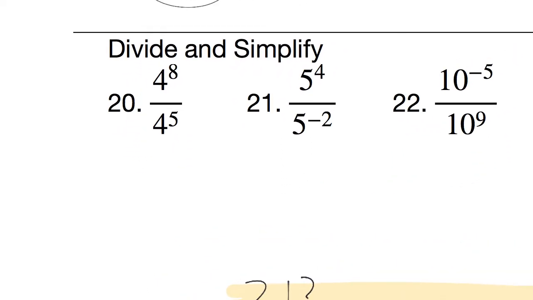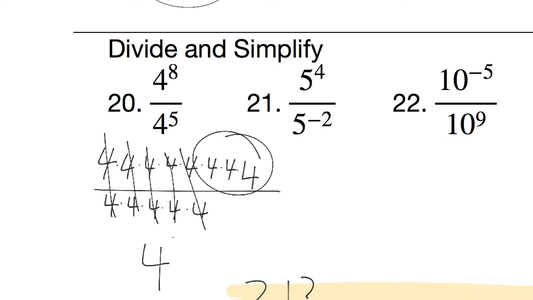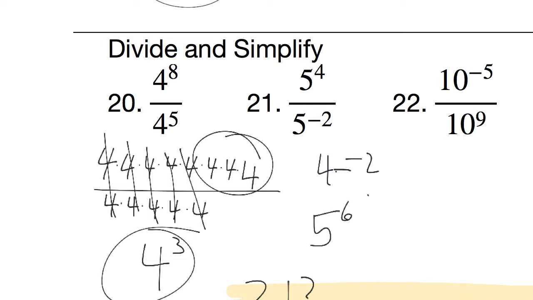So if you were to write all these out, you'd have 8 of them on the top and 5 of them on the bottom, and 5 4s would cancel out like this. 5 of them would cancel out, leaving only 3 of them. 8 minus 5 is 3. So you have 4 to the third power. Well, with fractions, you can just subtract. 4 minus negative 2 is going to be positive 6. So the answer is 5 to the positive 6.